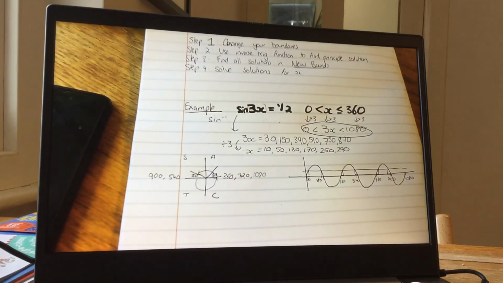I will pop up 2 more examples for you to watch after this, and then have a go at 10e.